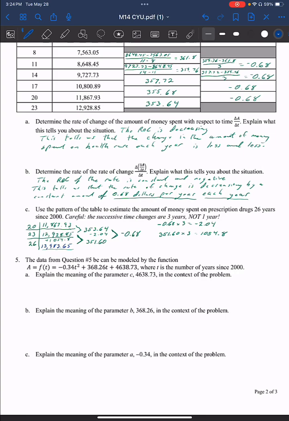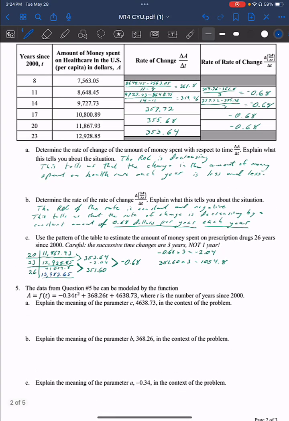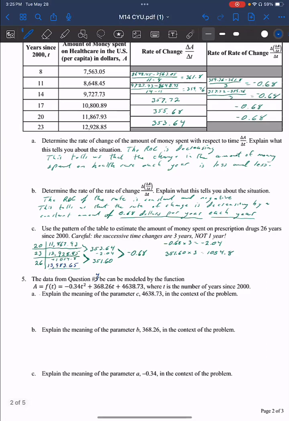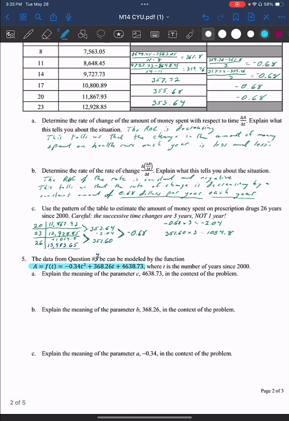All right, continuing on here to problem 5. This should really say the data from question number 4 can be modeled by the function A as a function of t, and it is this whole function right here, where t is the number of years since 2000. So explain the meaning of the parameter c, the 4,638.73, in the context of the problem.